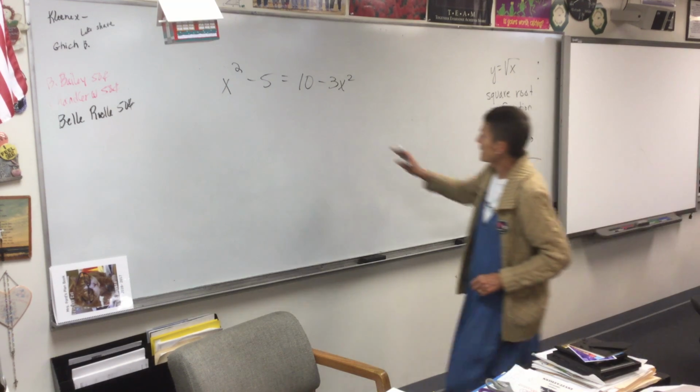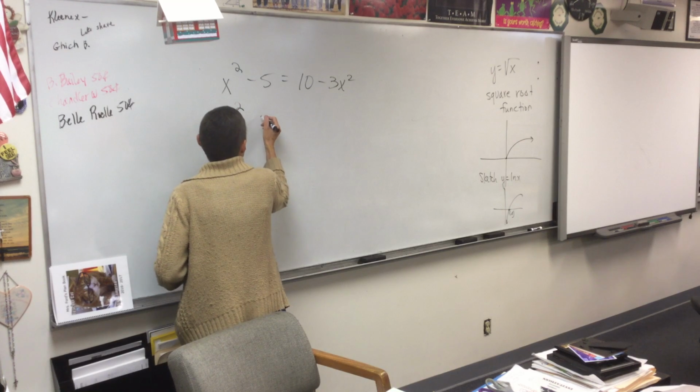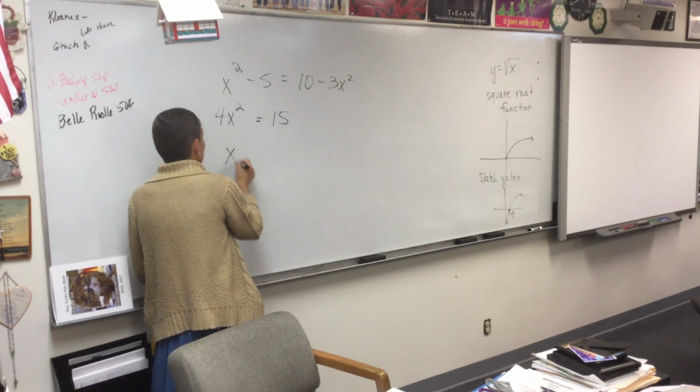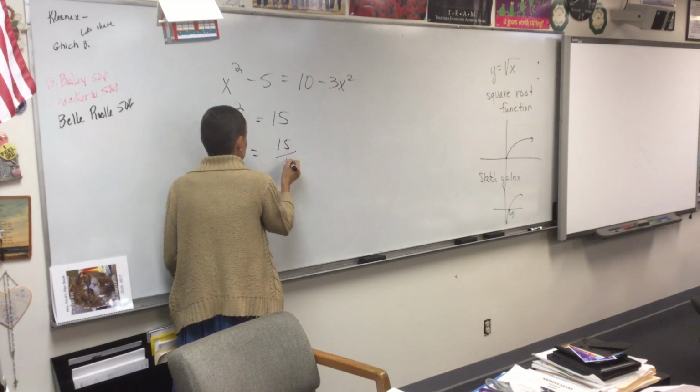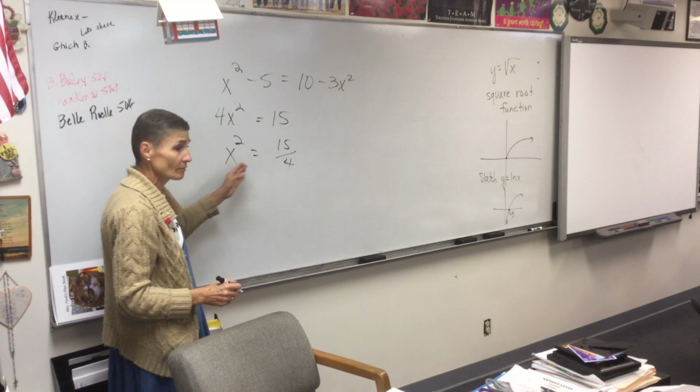We're going to move the 3x squared over here. That will give me 4x squared. And I'm going to move the 5 over here, and that will give me 15. What am I going to do? Can you see what I'm going to do here? I divided both sides by 4.